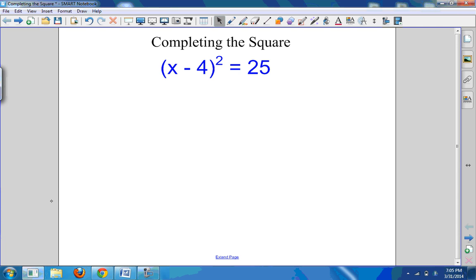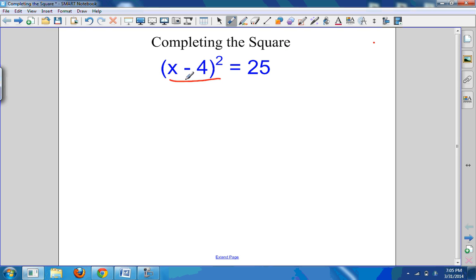Alright, in this lesson we're going to take a look at completing the square. The reason to do it is that it's a way to solve for x. You know a lot of different ways we can solve for x. We know how to factor, we know how to do the quadratic formula, a lot of different things. So our goal is to get a problem to look something like this. We want something squared equals something. It'll make sense in a little bit why we want that.